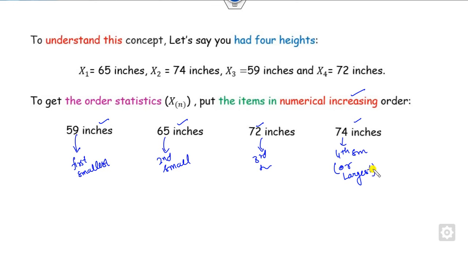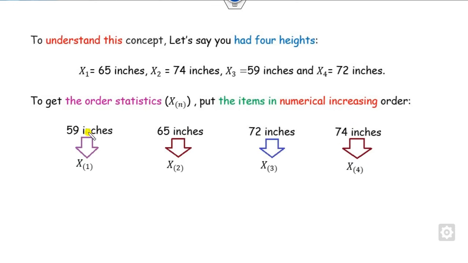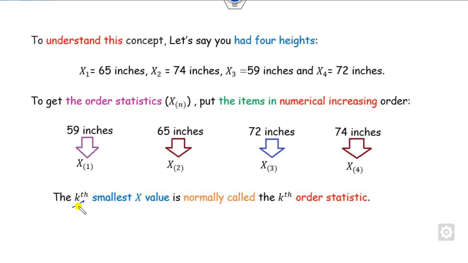We define the first smallest, in this bracket notation, as the ordered number. This is x(1), this is x(2), x(3) and x(4). In general, we can call it the kth smallest number. For example, this is the second smallest number of the given series, and this is called the kth order statistic. So if someone asks you what is the third order statistic, it means you have to find the third minimum value, or the smallest value, from the given series.